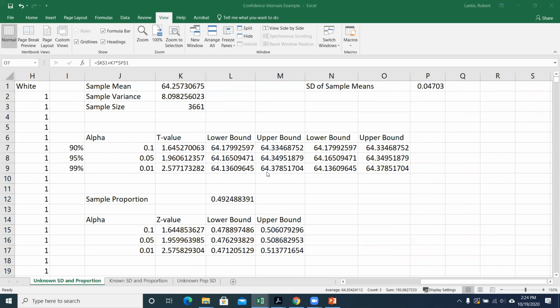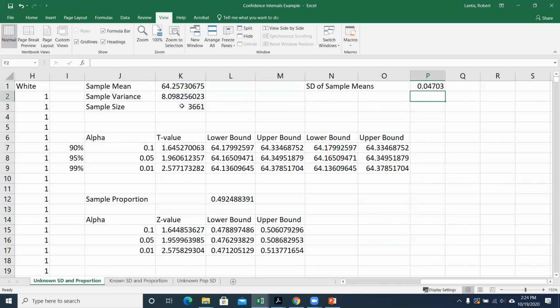64.14 inches and 64.38 inches. It's a really narrow confidence interval. Well, my sample size is huge, right? That's why. The higher the sample size we take, the smaller the standard deviation of my sample means is going to get, right? Because it's in my denominator here. There it is. It's in my denominator.